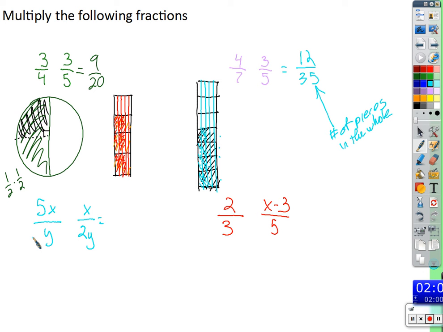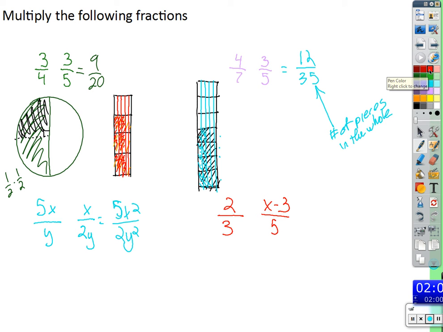Okay, so here we go. Multiply straight across. Straight across you get 5 times x is 5x squared. Here, 2y times y is 2y squared. For that one or the next one that we're about to do, yeah.